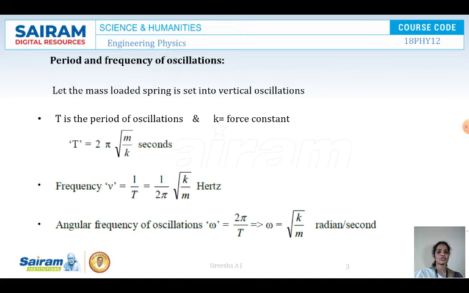The angular frequency of oscillations omega is equal to 2 pi by T, which is nothing but omega is equal to root of K by M. It is expressed in radians per second. So here we have seen the period, that is the time period, and frequency is the inverse of time period. So T is equal to 2 pi into root of M by K and frequency is equal to 1 by 2 pi into root of K by M.